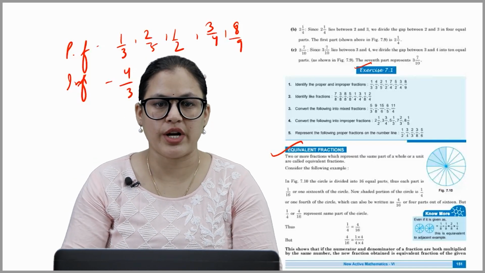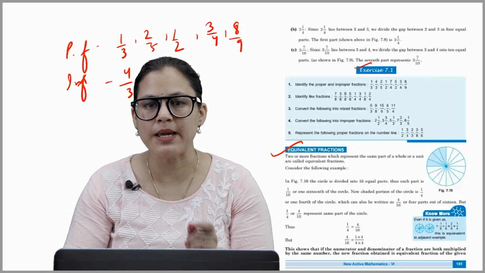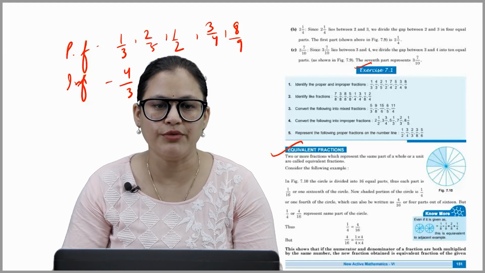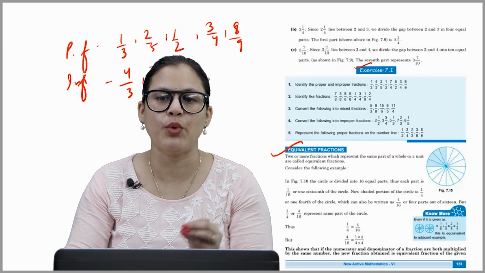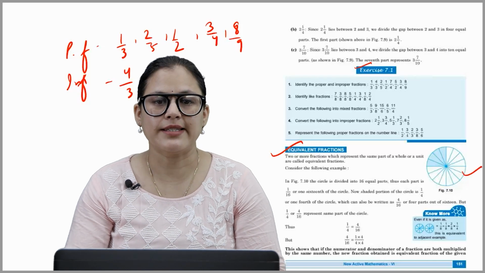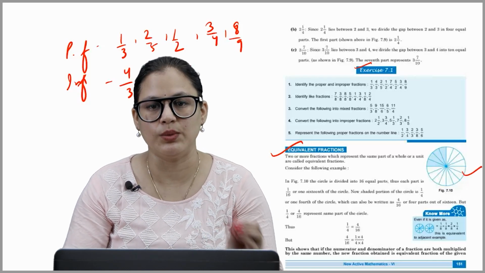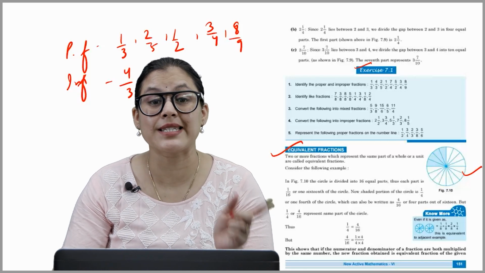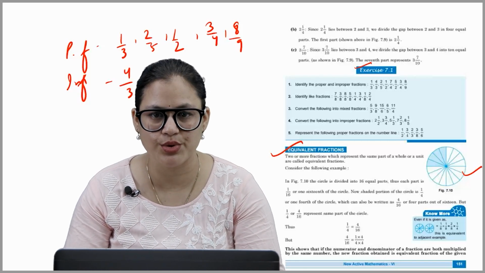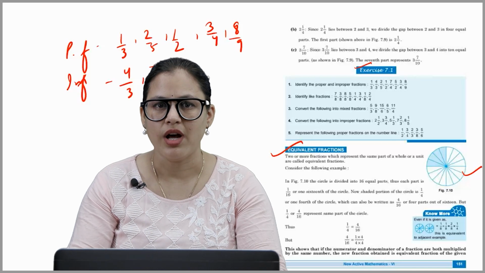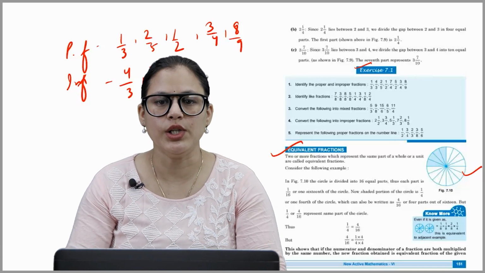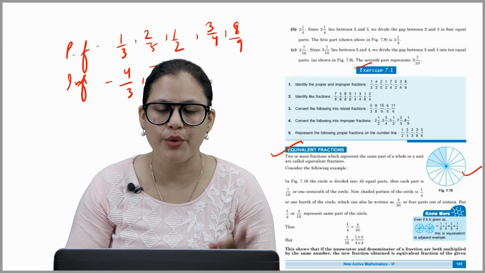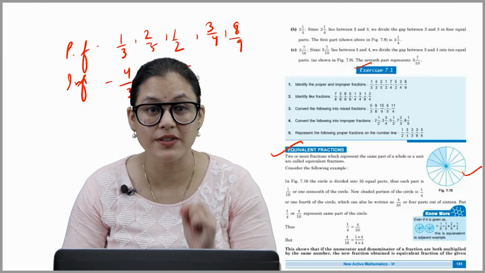2 or more fractions which represent the same part of a whole or a unit are called equivalent fractions. Consider the following example. In figure 7.10, the circle is divided into 16 equal parts. Thus, each part is 1/16th of the circle. Now, shaded portion of the circle is 1 by 4 or 1/4 of the circle, which can also be written as 4 by 16 or 4 parts out of 16. But 1 by 4 or 4 by 16 represent same part of the circle.